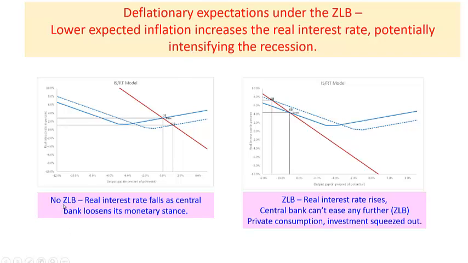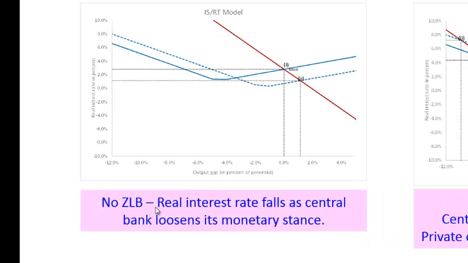So once again, let's start off with a situation where there's no zero lower bound. The real interest rate falls as a central bank loosens its monetary policy stance. So the RT curve shifts from this solid blue line out to this dotted blue line, representing an easing of monetary policy with lower expected inflation. As real interest rates go down, more spending by the private sector takes place.